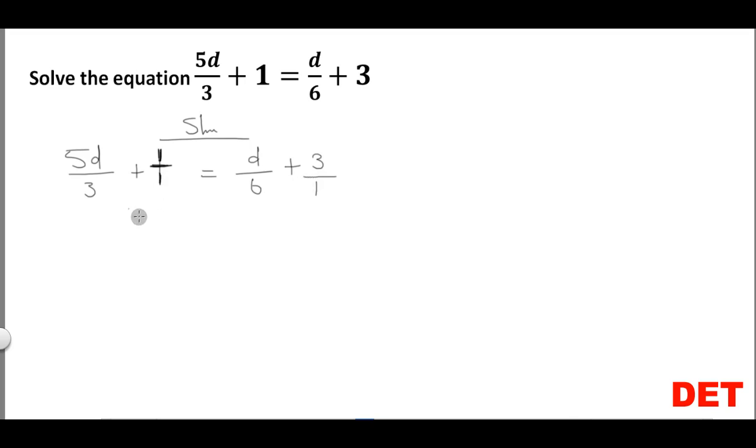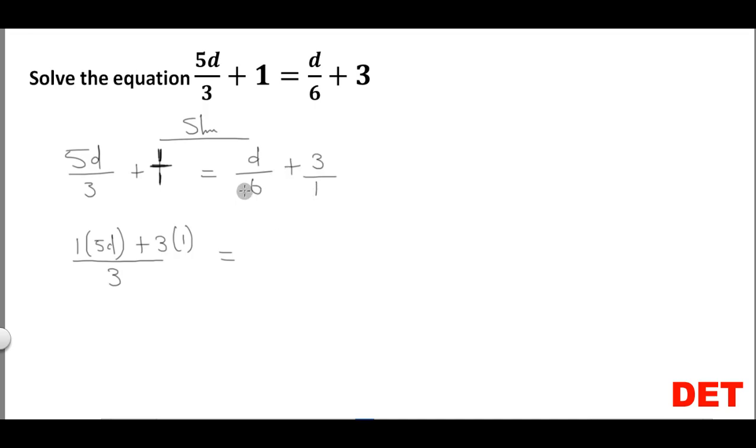Alright, so the next thing I'm going to do in order for me to resolve this fraction into a single fraction is to look for the LCM of 3 and 1. So the LCM of 3 and 1 is 3. So I'll put that in 3. So 3 divided by 3 will give me 1 times the numerator, which is 5d, bracket close, plus 3 divided by 1 will give me 3 times the numerator, which is 1, equal to.